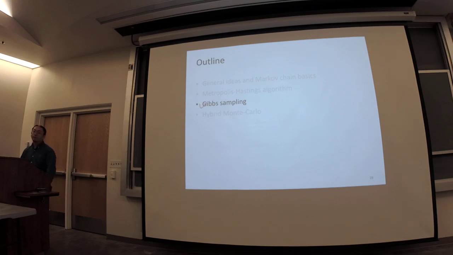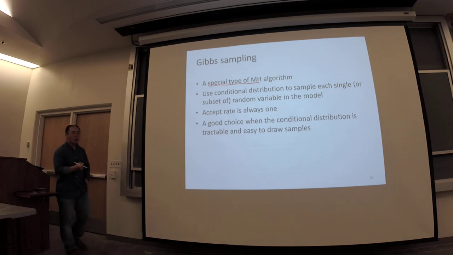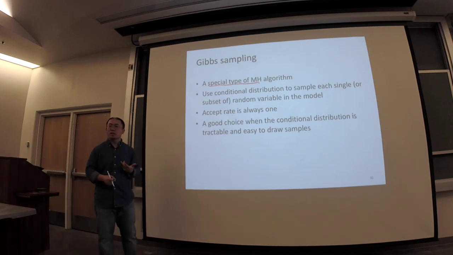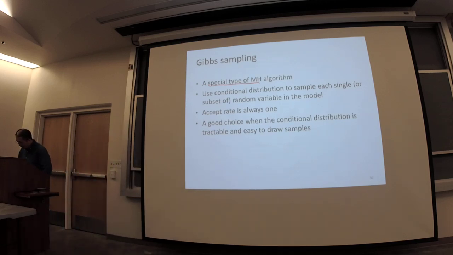It's called Gibbs sampling. Gibbs sampling is very commonly used. And you can actually view it as a special type of Metropolis-Hastings algorithm, one which has the acceptance rate always equal to 1. The key idea of Gibbs sampling is to use the conditional posterior distribution to sample each single random variable, or a subset of random variables, in the model.